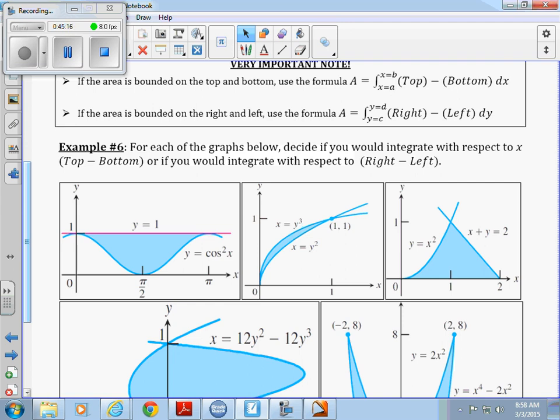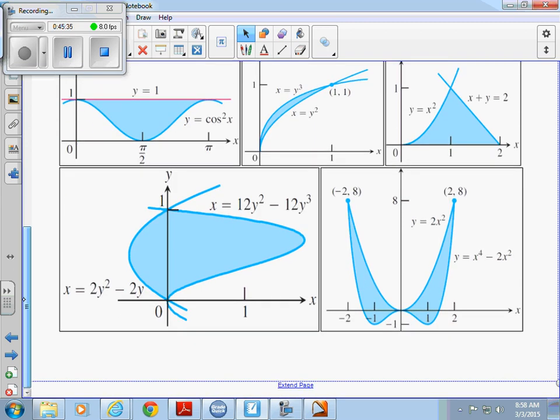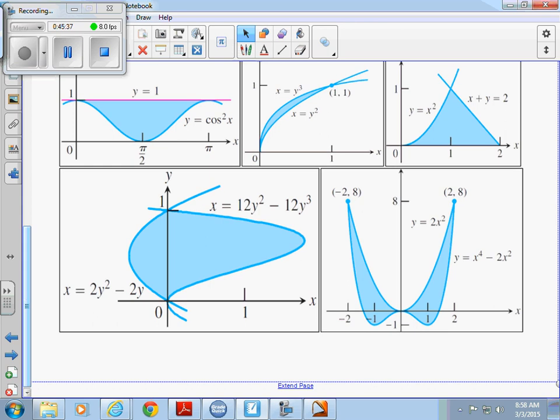What about this one? Right to left. If you did top to bottom, you'd have to do two integrals. You'd have to find that intersection. On some AP problems, they may make it very difficult to do that. So you will need to know that you could go right to left on that one. Don't even try that one top to bottom. You have to solve for y. Good luck with that. So this one is a right to left, no question about it.